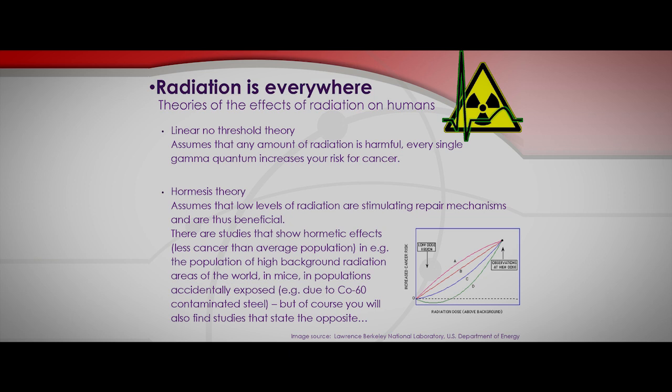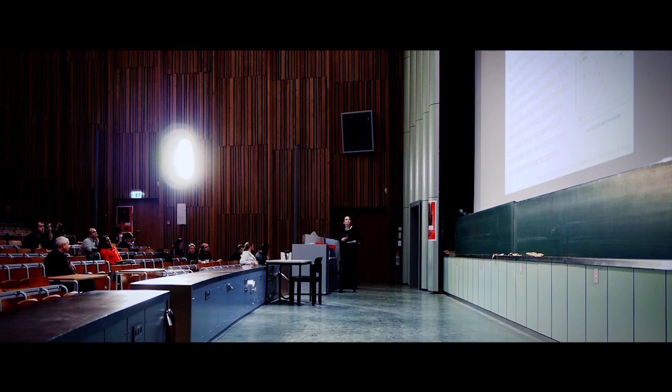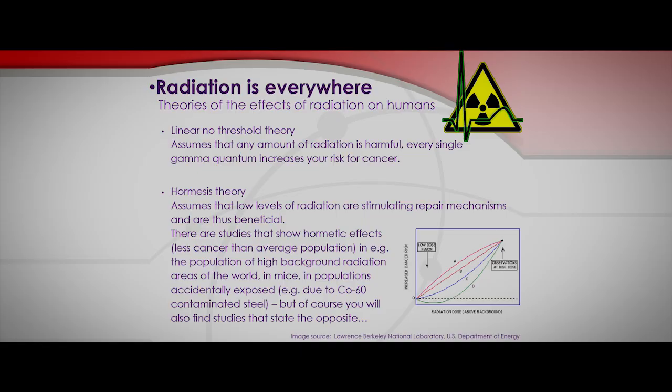Now, just the theories, which we assume: the linear no-threshold theory. That assumes that any amount of radiation is harmful. It's currently the most taught assumption, which assumes linear or linear-quadratic relations between dose and cancer mortality. And there's the threshold theory as well, that assumes a threshold, which I suggested before. And even the hormesis theory, that assumes that low levels of radiation are stimulating repair mechanisms.